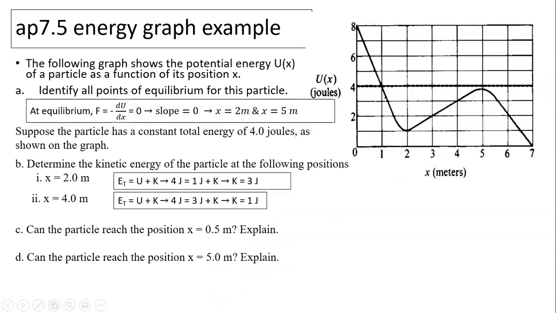Question: Can the particle reach the position x equals 0.5 meters? Explain. So we know the total energy has to be 4 joules. So let's take a look at what's going on at x equals 0.5. When x equals 0.5, we know its potential energy equals 6 joules. So it's not possible because the 6 joules is more than the total energy. The answer is no, because the E total is less than the potential energy at 0.5 meters.